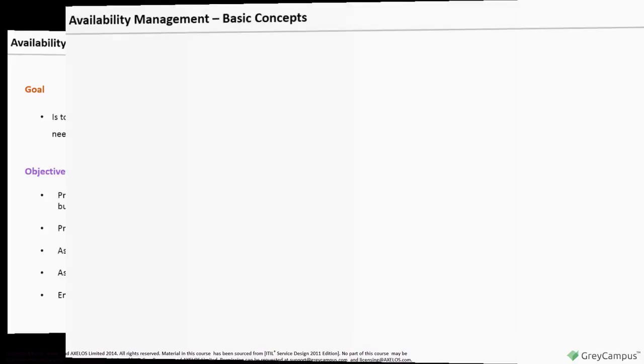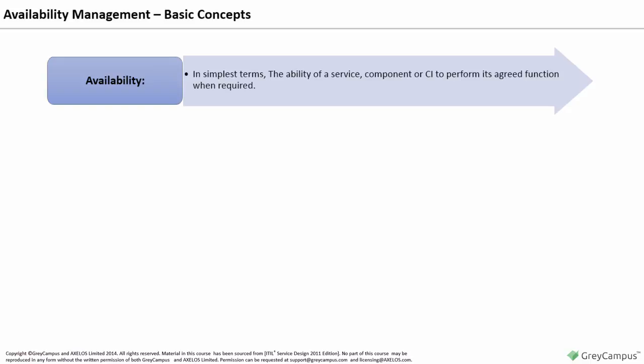Availability management, basic concepts. Let's have a look at the few key concepts of availability management. Availability. In simplest terms, the ability of a service, component or CI to perform its agreed function when required. This term answers the question, is it available to use when needed?